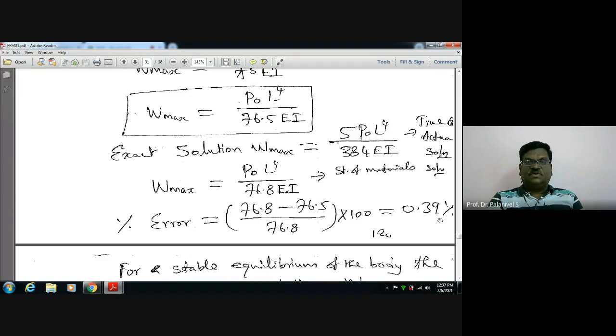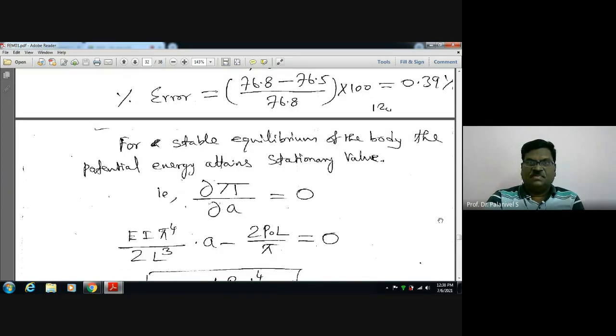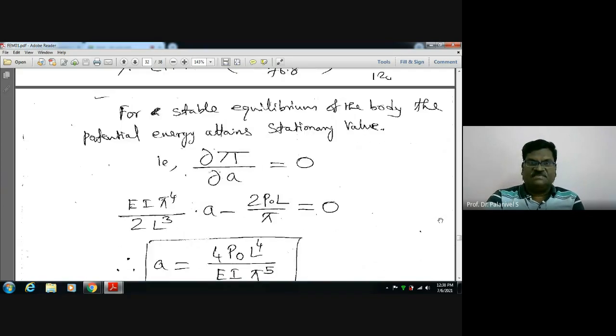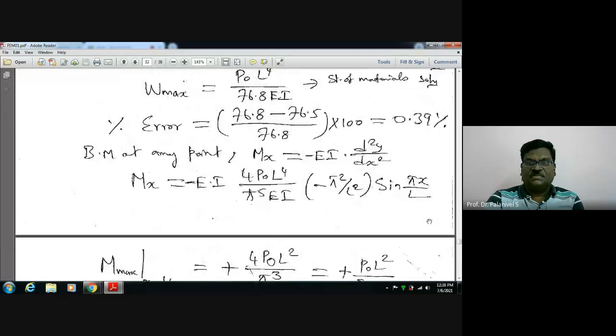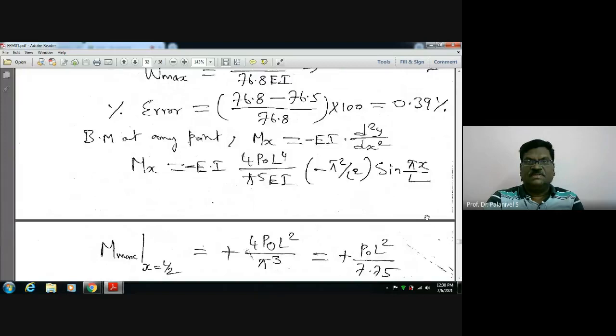See the beauty of it. Some energy principle you have applied: the principle of stationary potential energy, internal work done, all concepts. We have already established the concept, we combined them, and finally we got the same value. See the beauty of it. For stable equilibrium of the body, the potential energy attains a stationary value. That is again the repetition of this one. Okay, other discussion, I'm finished.